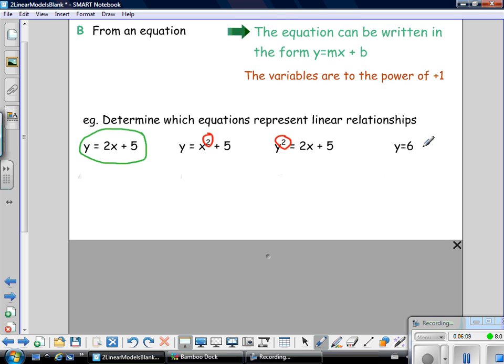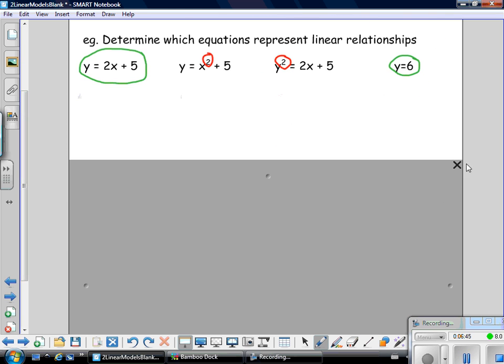When I look at the final example, you can see that I only have one variable, it's y, and it says y equals 6. Now this is linear. It actually is a horizontal line, and you can see that we have the variable, which is only 1, to the power of 1. Therefore, it still satisfies, sorry about that, this still satisfies that the variables are to the power of positive 1, so we have the variable to the power of 1.